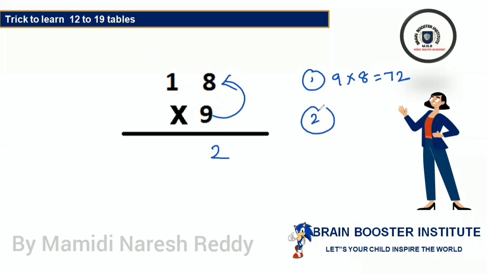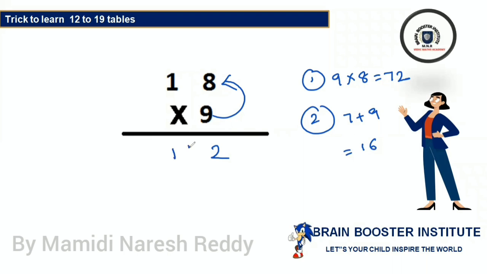And the second step: the step one result, we have already taken 2 and written it in the answer place. So the rest of the digit is to be taken and added to the bottom number. What is the bottom number, my friends? 9. Now 7 plus 9 is equal to 16.